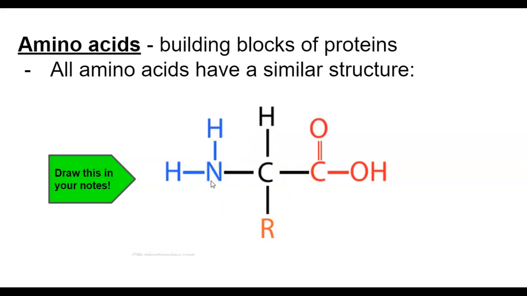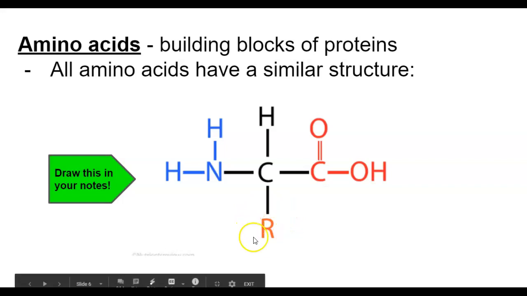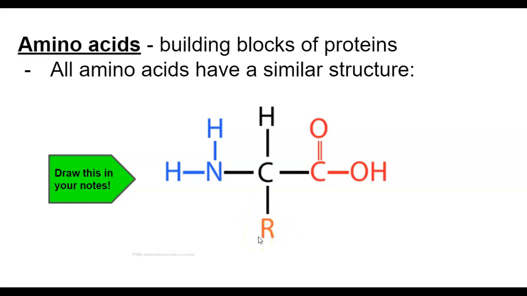If you're curious, you don't need to know this. The blue part is called an amine group, okay? Amine, and this is where amino acid gets its name. The right side, this is called a carboxyl group. Again, you don't need to know any of that, okay? I just want you to have the basic structure. This R, there are no elements on the periodic table that have just R as a symbol. R is because scientists get lazy. R stands for the rest of the molecule.